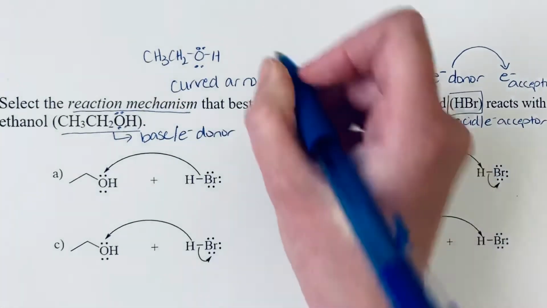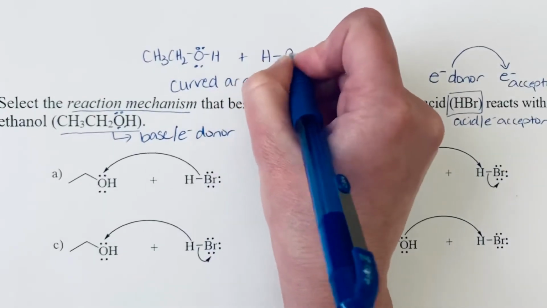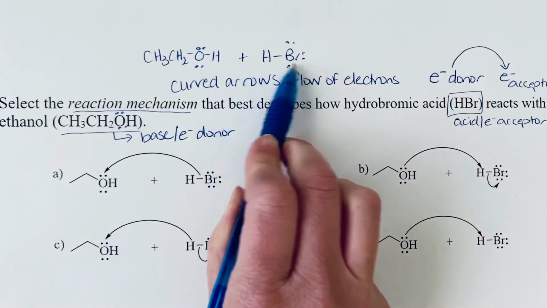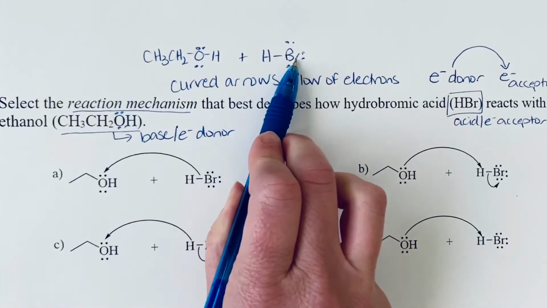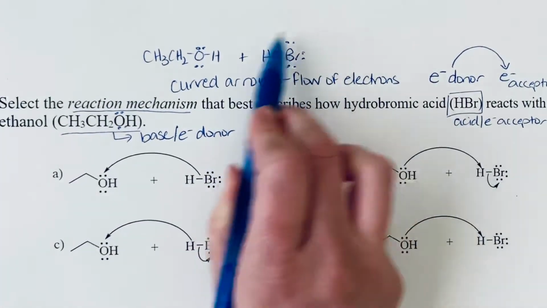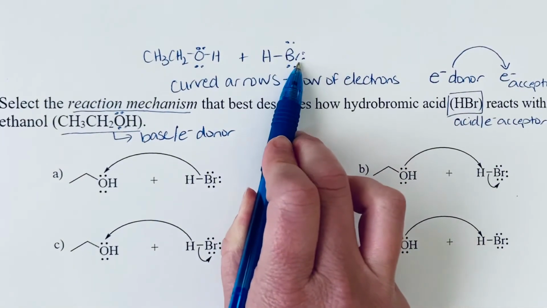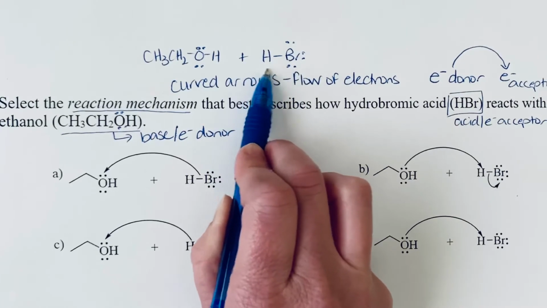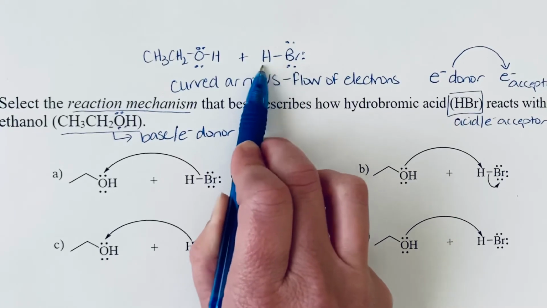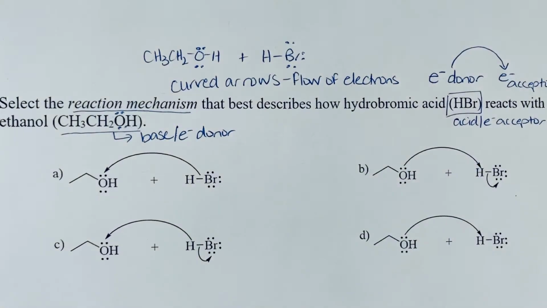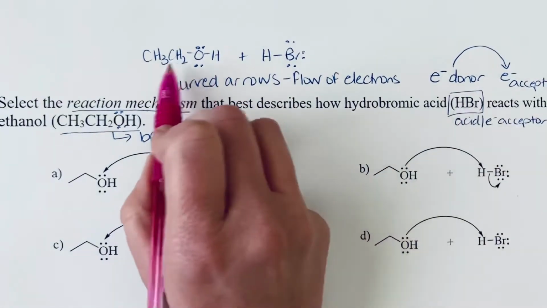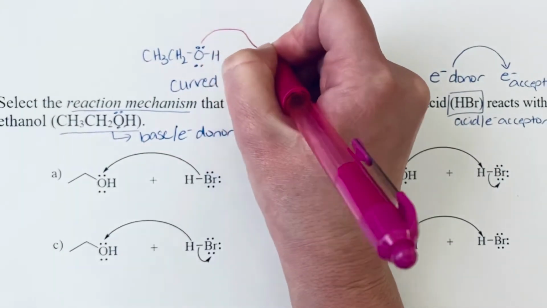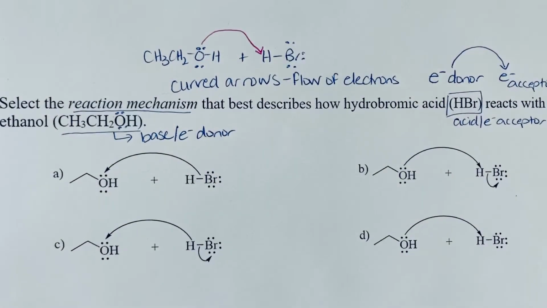And if we're reacting this with hydrobromic acid, there's our hydrobromic acid. So we have a hydrogen that's attached to bromine. Bromine is electronegative. It's also a large atom that can easily accept a lone pair of electrons. So this hydrogen that's attached to the bromine has a partial positive charge, and that means this can act as an electron acceptor. So we can draw the first curved arrow from the lone pair of electrons on the oxygen to that hydrogen, which can act as an electron acceptor.